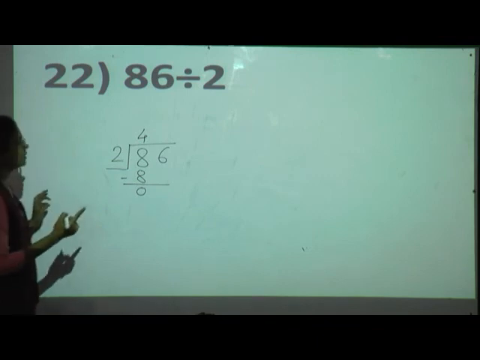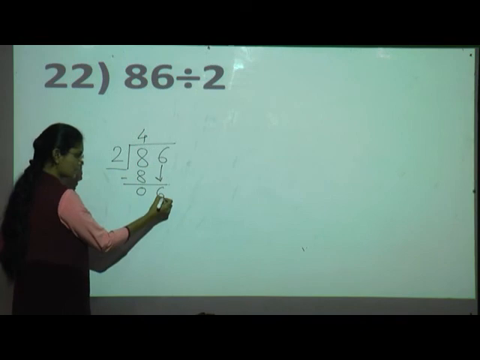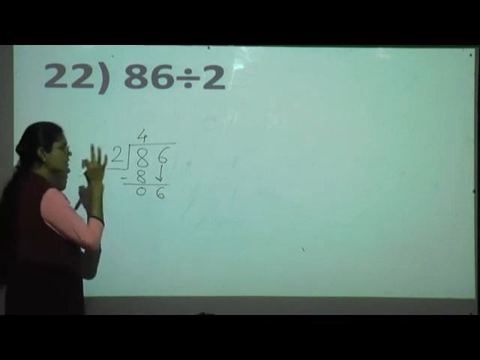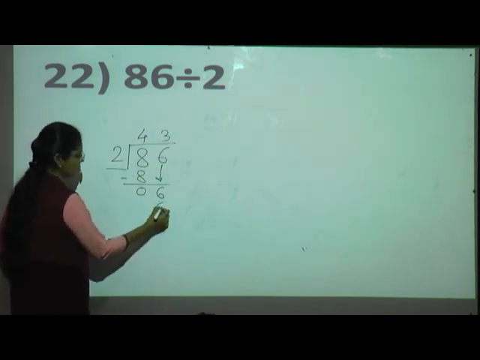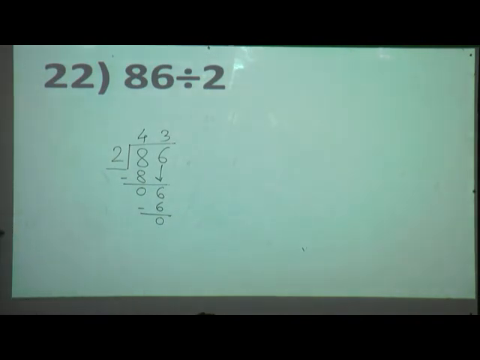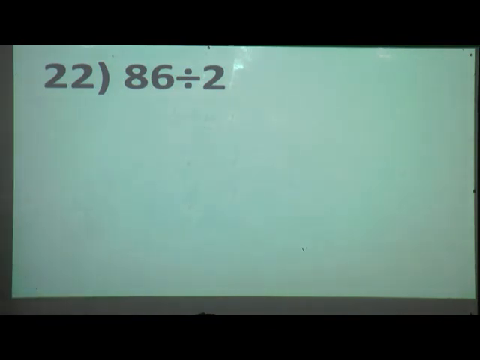Now in the next step you have to take this number down. So take this 6 down. Now in the 6 how many 2's are there? In 6 there are 3 2's. 2 3's are 6. 6 minus 6, 0. Okay. So 86 divided by 2 is equal to 43. Next.